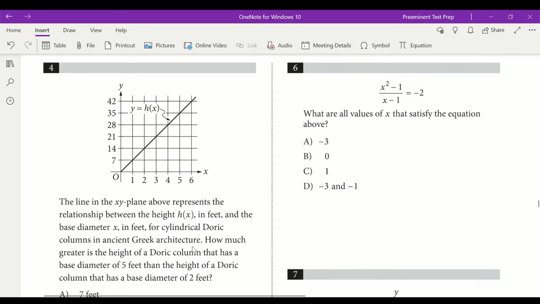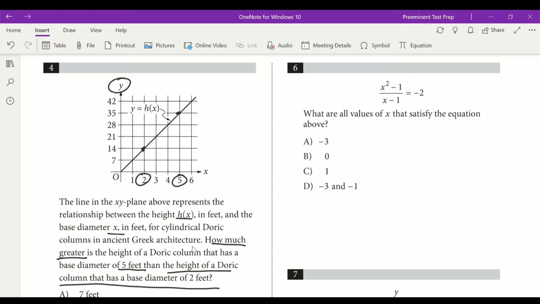Question 4. The line in the xy plane above represents the relationship between the height h of x in feet and the base diameter x in feet for cylindrical Doric columns in ancient Greek architecture. How much greater, so we're looking for the difference, is the height, so that's going to be our y variable, of a Doric column that has a base diameter of 5 feet than the height of a Doric column that has a base diameter of 2 feet. So we're looking at the difference between f of 5 and f of 2.